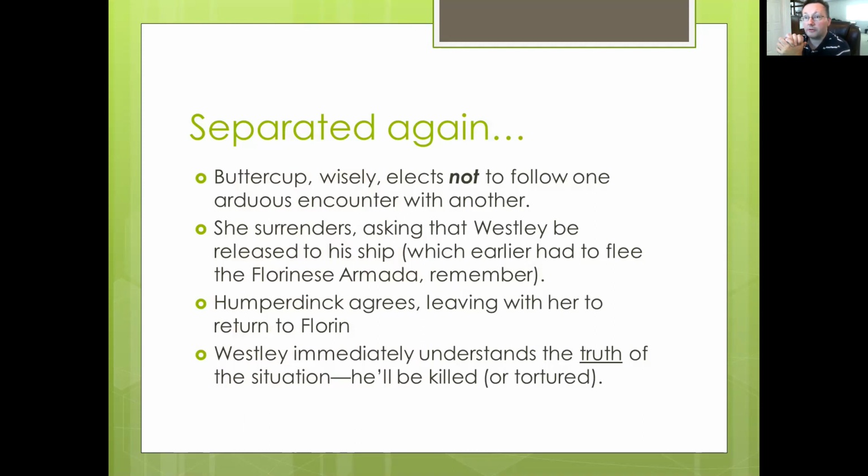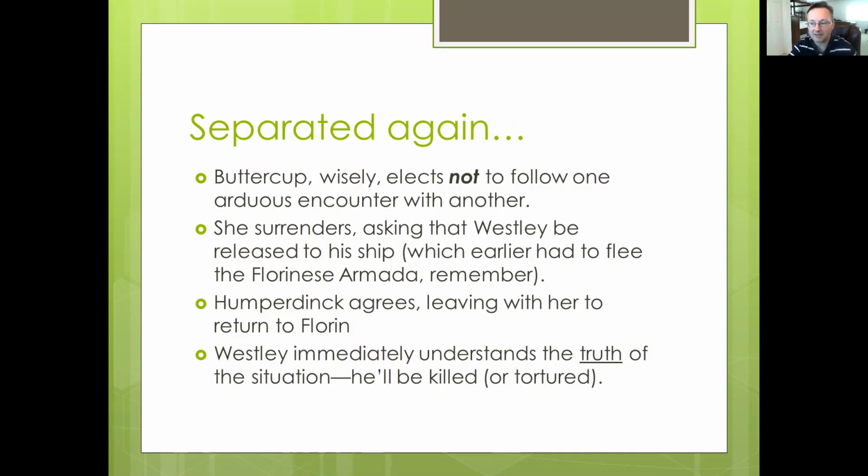If you do that, I'll return with you to Florin with no objection whatsoever. So now again, Wesley is aware probably at this point that the Florinese armada has already chased away the ship, the Revenge. But maybe Buttercup just doesn't think about this or consider this in the moment. So she agrees to go with Humperdinck. He in turn agrees to release Wesley, and the two ride off together on one of his famous white stallions.